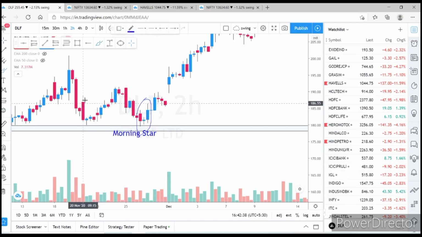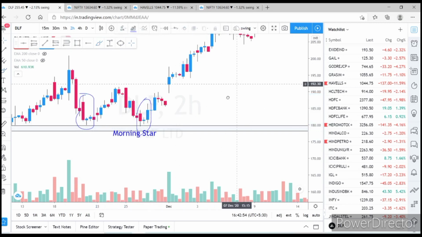The market also made a Morningstar here, but this Morningstar was not very favorable. The green candle was not very bullish, so I ignored this morning star, but this morning star was very effective. As you can see from here, the market gave a very bullish momentum.